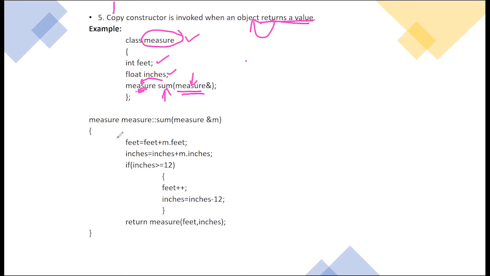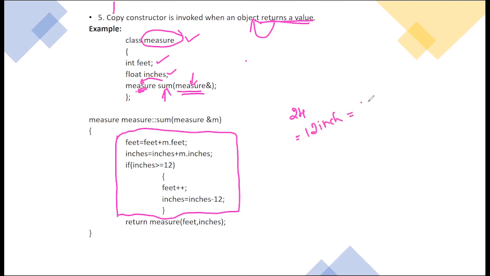Now let us see the function. Basically, the functioning of this is that it is going to calculate how much feet there are in the given input. If I give 24 as an input, we know that 12 inches is equal to 1 foot, isn't it? So in 24 we have 2 feet and we are left with 0 inches. Suppose I give 25 as the input, then I have 2 feet and 1 inch. This should be the calculation.